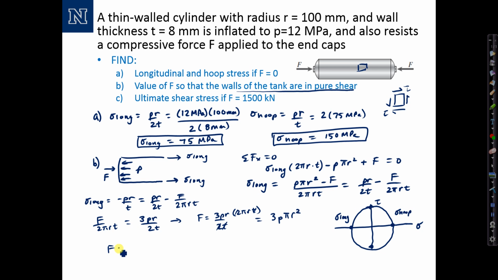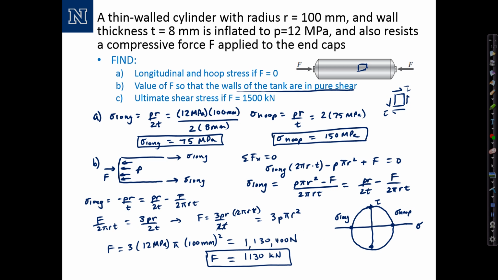Okay, so let's solve for that. F equals 3 times 12 megapascals times pi times 100 millimeters squared. And if we crunch the numbers there, that should compute to 1,130,400. What are the units? Megapascals times millimeters squared would leave us with newtons. I'm going to convert it to kilonewtons. F equals 1130 kilonewtons.